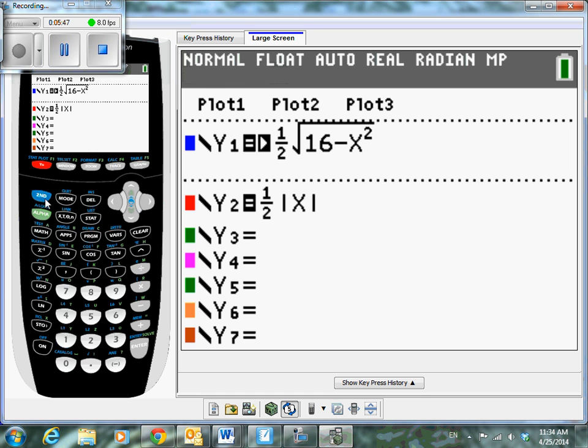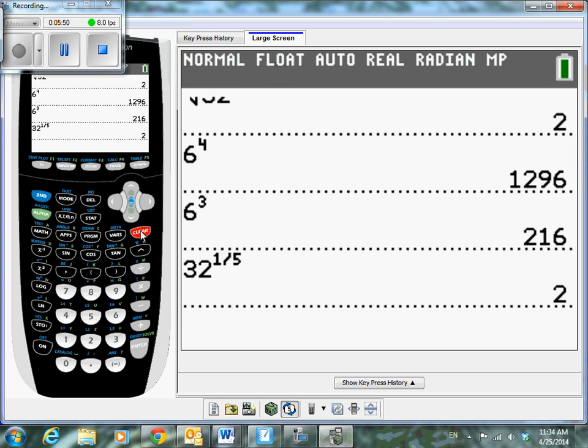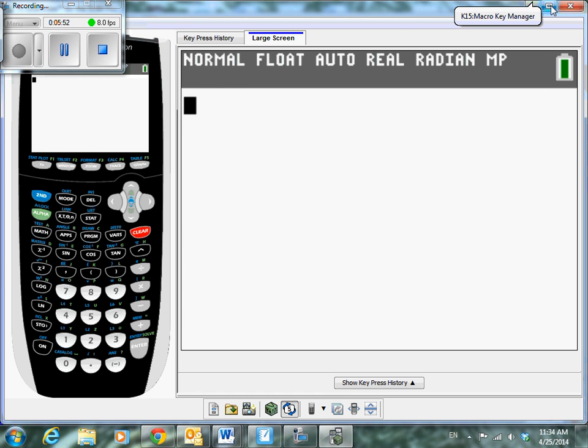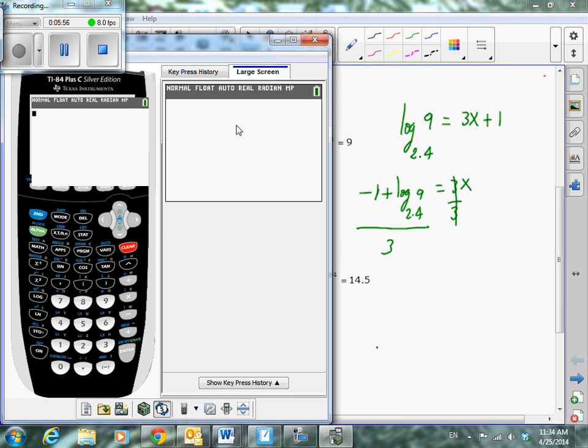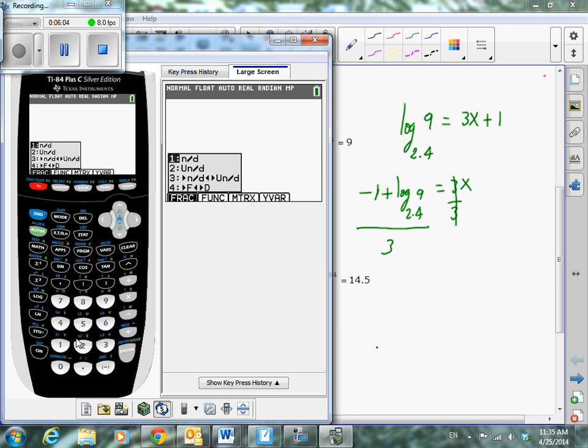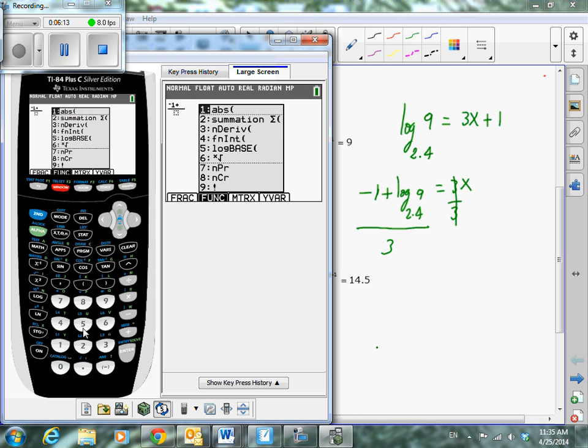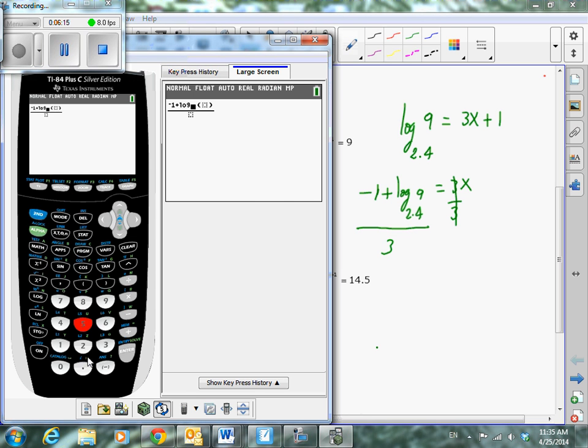So what I would write is, I would first do alpha 1, and I press 1. It gives me the fraction. I put negative 1 plus alpha window 5, and it's 2.4 here.